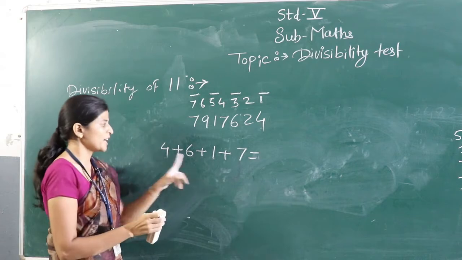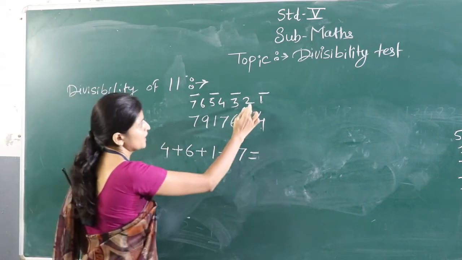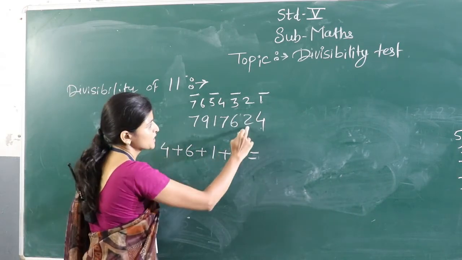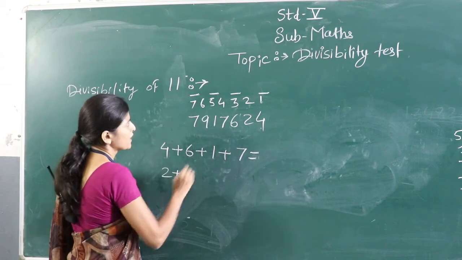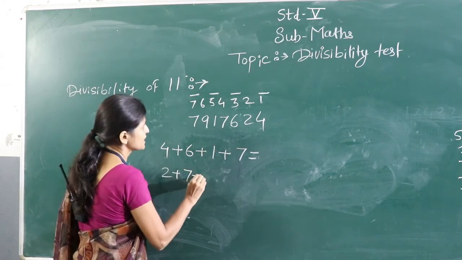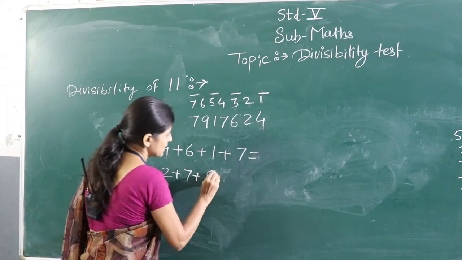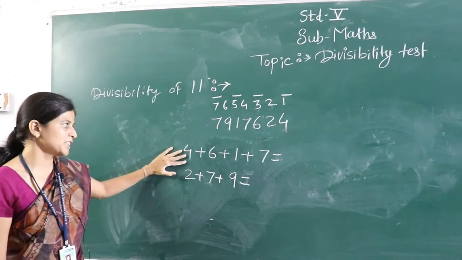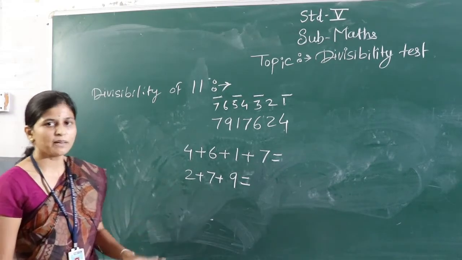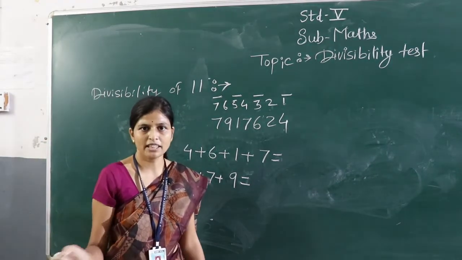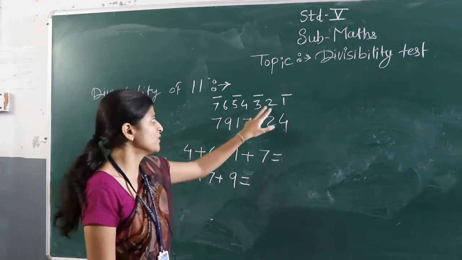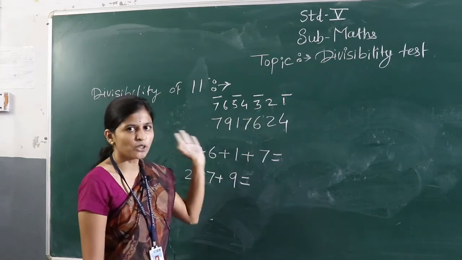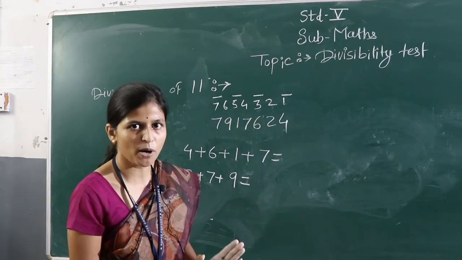So we add odd number digit and even number digit. Even number means in second place 2 is there, then in 4th place 7 is there, and in 6th place 9 is there. Means we add odd place digit and even place digit. Odd numbers are 1 3 5 7 9. These are odd numbers, and even numbers are 2 4 6 8. 2's table is even number, you know about it.